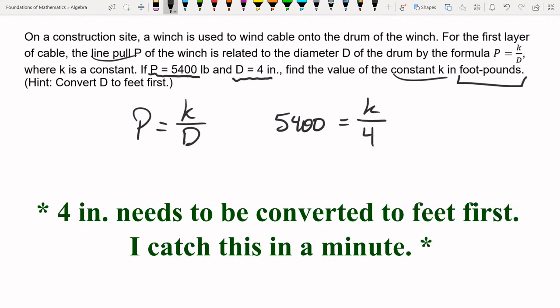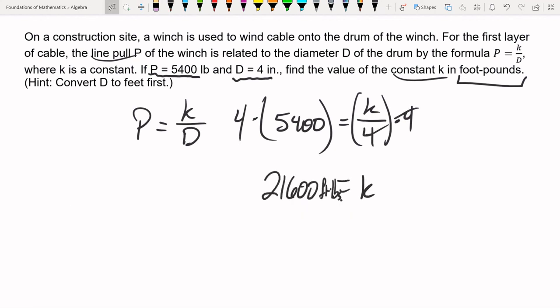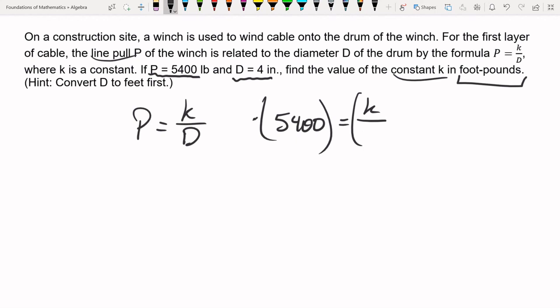You see K is being divided by 4, so we need to multiply by 4. That gives us K by itself. Of course, I forgot to read the hint. And it says convert D to feet first. So this is actually wrong. That was my bad. Let me just convert that. That's not hard to do.